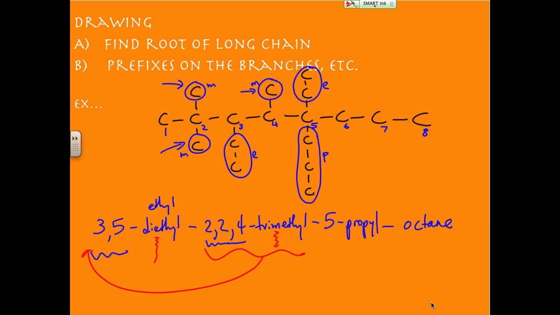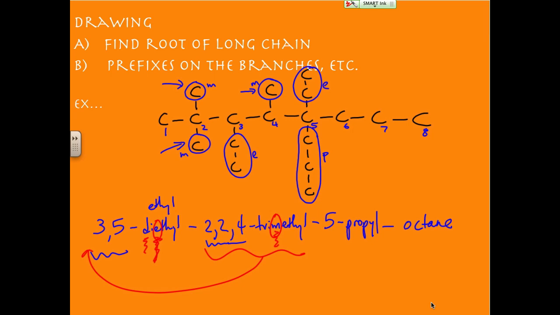Why does ethyl go first? Because E comes before M, alphabetically. So you ignore the D, let's say. So let's say you had dimethyl. You would still put ethyls in front of methyls even though you had a dimethyl, you know, so, yeah.